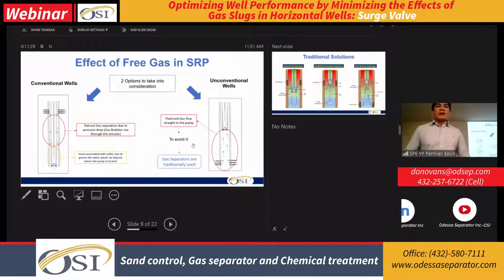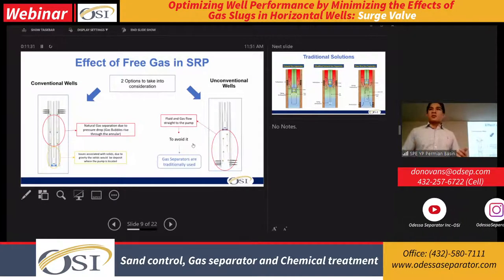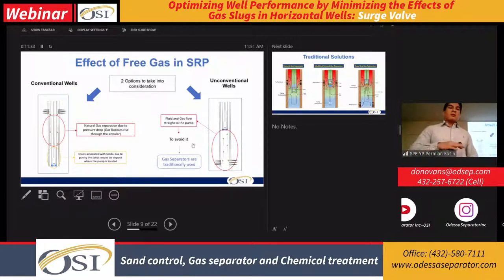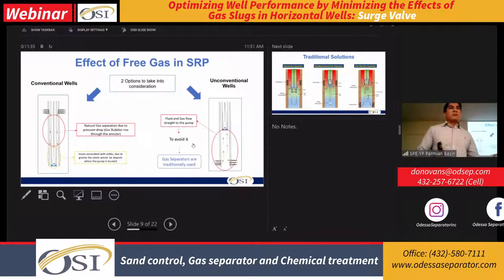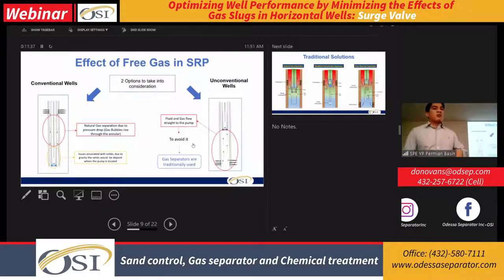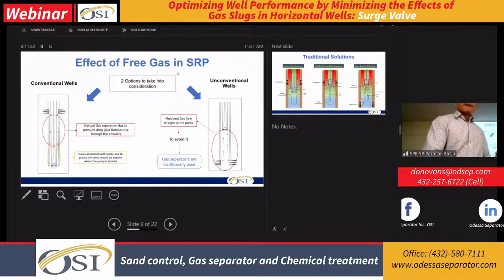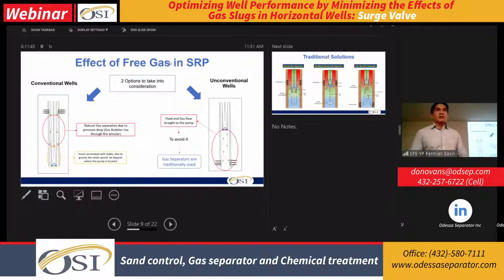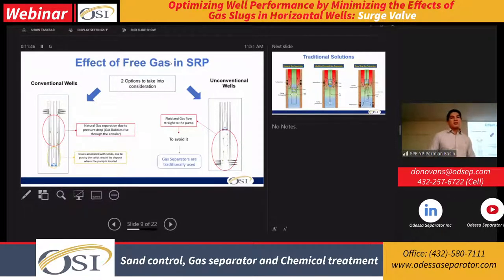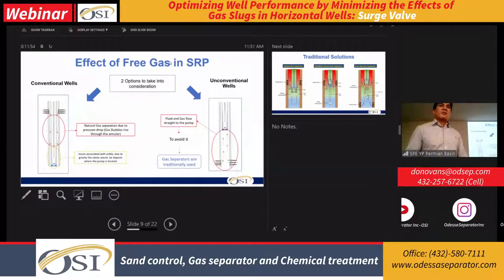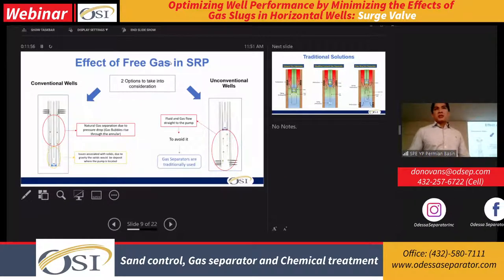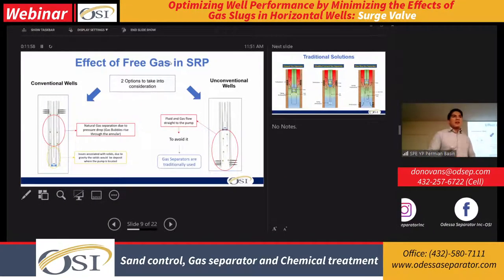So right now, what are the two things that differentiate between a horizontal well and a vertical well? In a conventional vertical well, there's a little bit more of a simple solution that you can do. In a vertical well, what you can do is just place the pump below the perforations. Because if you put the pump below the perforations, that's just a natural gas separator. Gas is lighter than fluid. The fluid will fall, but the gas is just going to rise.